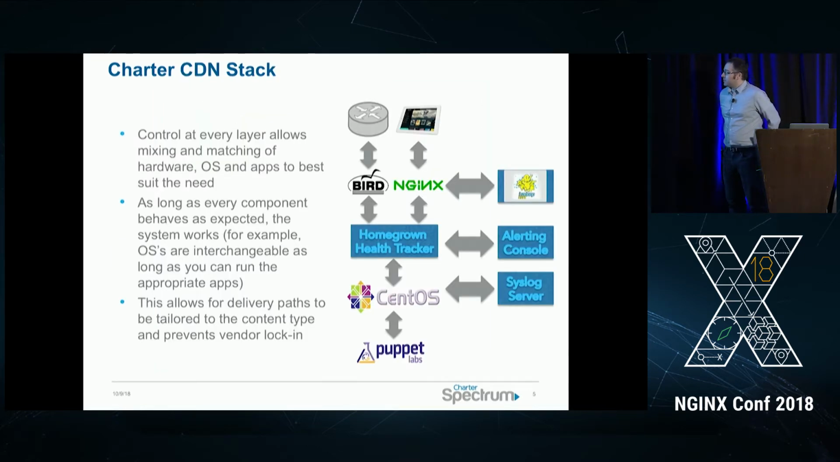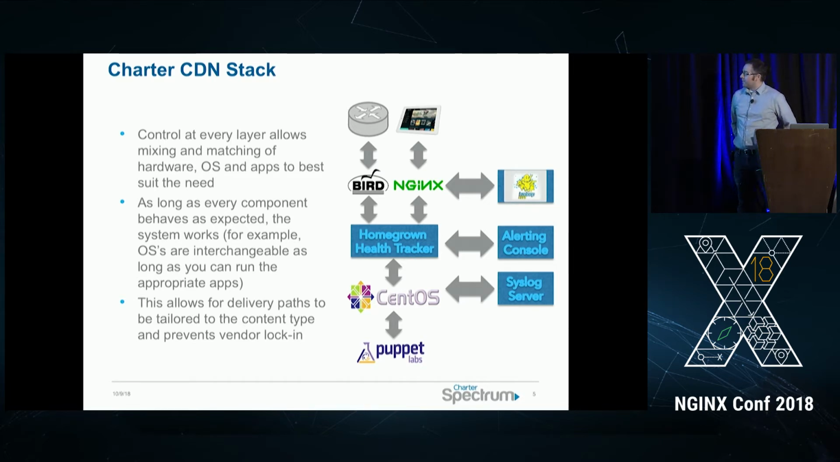So like I said, we built our own, so we looked around to figure out what sorts of things we needed to do to build this. So it's all based on CentOS. Nginx is obviously the caching daemon, probably wouldn't be here otherwise. Bird is the routing daemon, so that's the thing that interacts with the network.